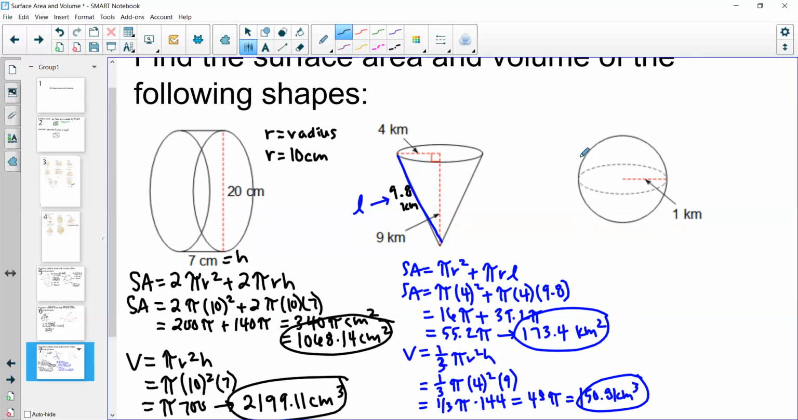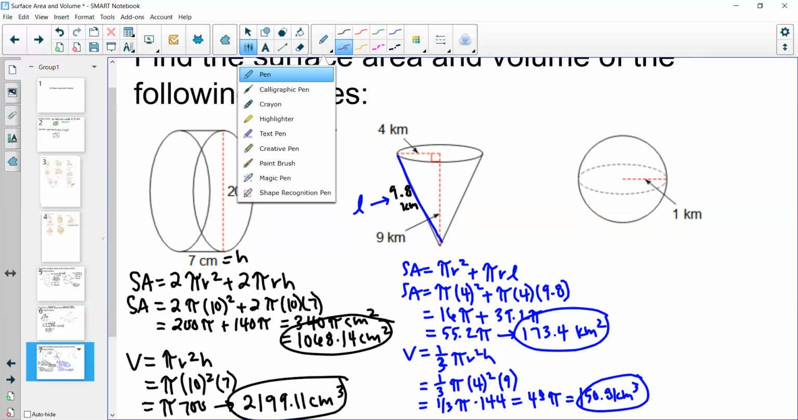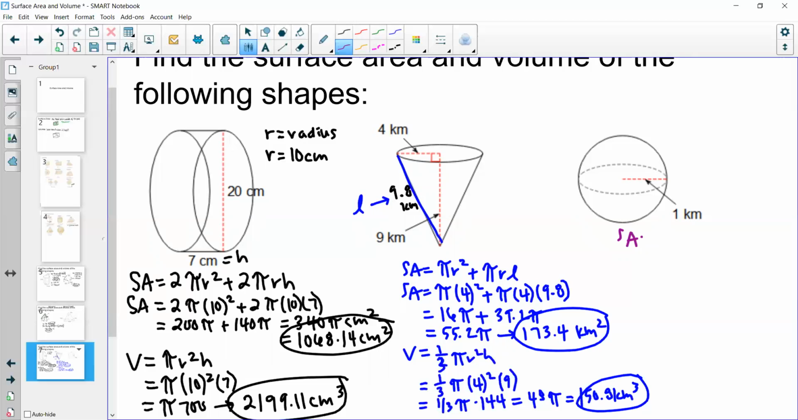Okay, let's take a look at one last example, our sphere. So I'm going to switch to the color purple. Purple is kind of fun, which is why I want to use it. Okay, so we've got our surface area. To calculate the surface area of a sphere, it's 4 pi times our radius squared. Our radius here is 1, so we're going to do 4 pi times 1 squared, which is 4 pi, and 4 pi is 12.56. So we have 12.56 kilometers squared.